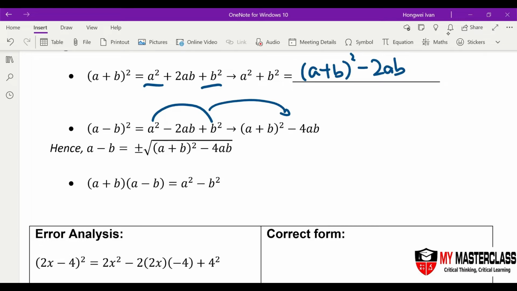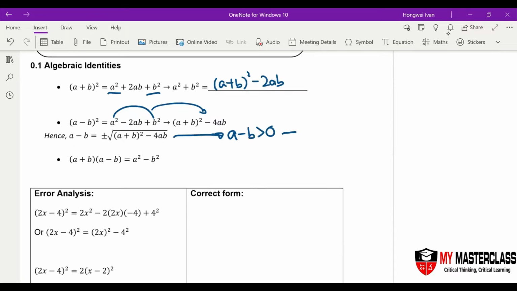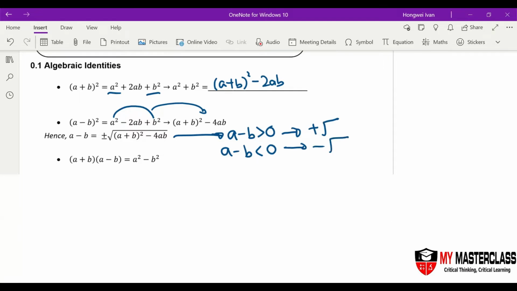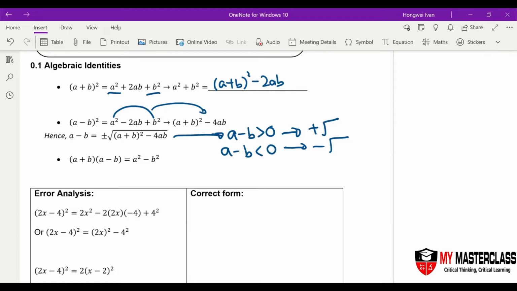So if you want to find out what a minus b is, there's only one way. It is equal to the plus minus square root of (a plus b) square minus 4ab, either the positive square root or the negative one. Write down: if a minus b is greater than 0, it's positive, then we use the positive square root. If a minus b is less than 0, then we take the negative square root. So there will be two answers.